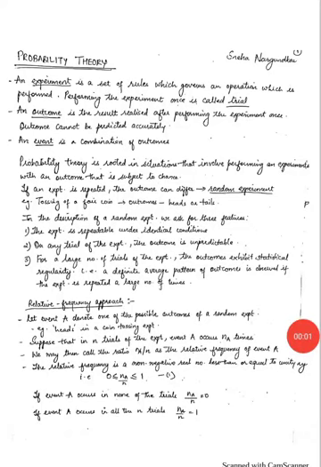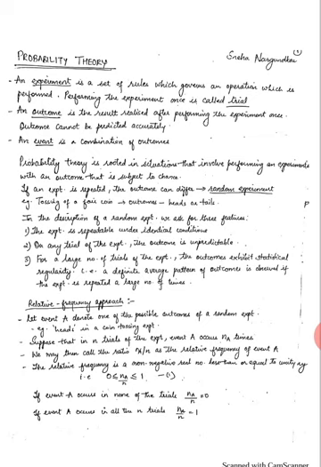Hello students, let us start with the probability theory, which is unit 1 of CTT. Unit 1 also consists of probability theory, random variables and random process. So first in this short video we'll start with the basics of probability theory. There are some definitions on the screen which we'll go through.